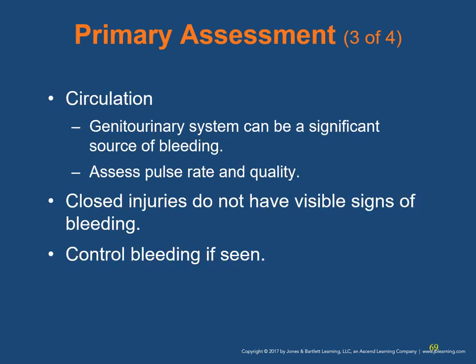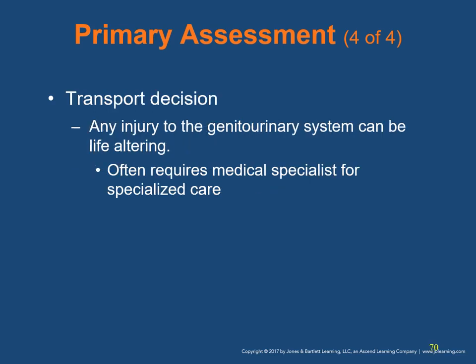Circulation. Genitourinary system can be a significant source of bleeding. Assess pulse rate and quality. Determine skin condition, color, and temperature. Check capillary refill time. Closed injuries do not have visible signs of bleeding. Shock may be present. Assessment of pulse and skin will indicate how aggressively to treat for shock. Control bleeding if visible. Significant bleeding is a life threat and must be controlled quickly.